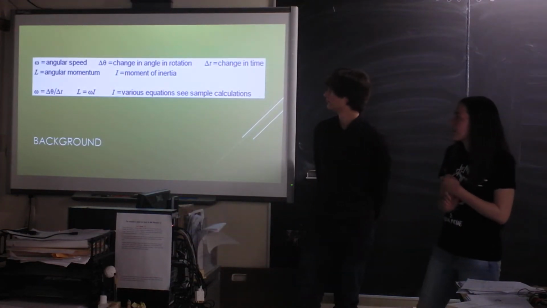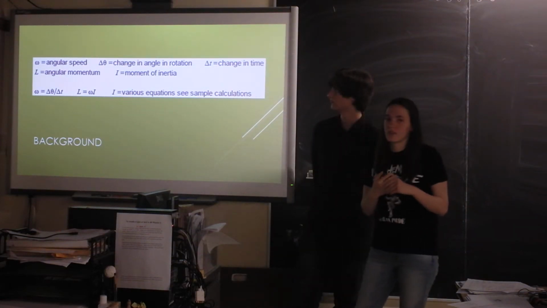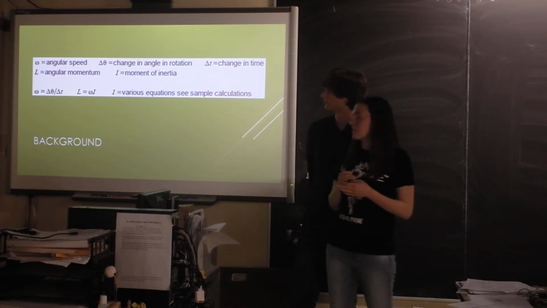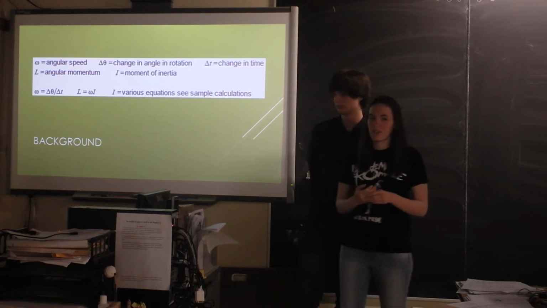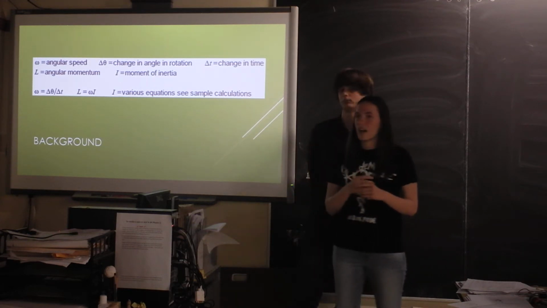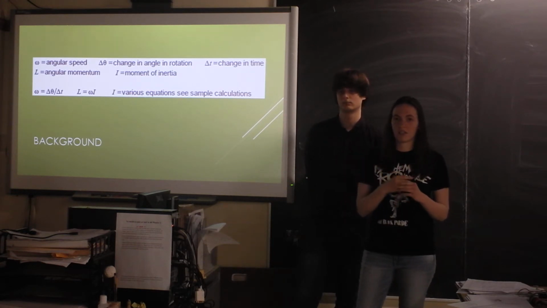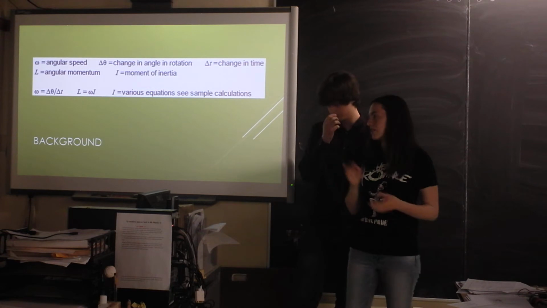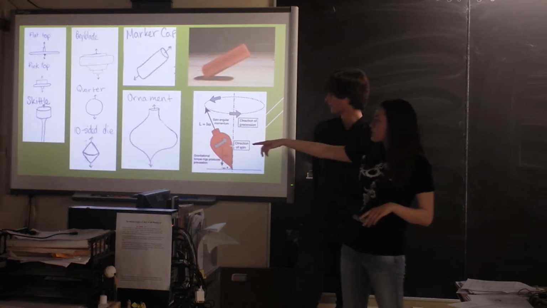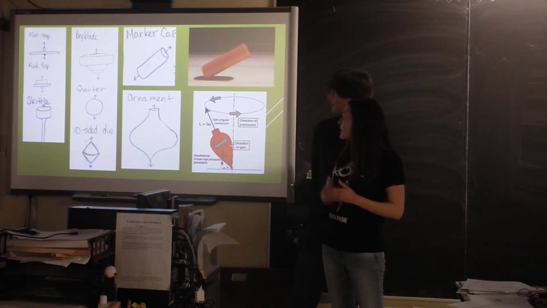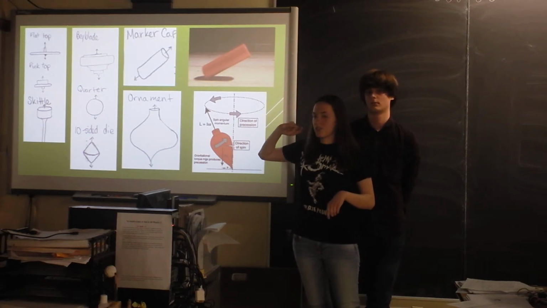So this is the background. There are about 3 basic equations we use. Angular speed is change in angle over time, and angular momentum is angular speed times moment of inertia. And with moment of inertia, I had estimated values for each of the different objects because they all have different moment of inertia equations. So these are diagrams of the objects and what axes they were rotating on. This is a picture of the marker cap from the video of its rotation.